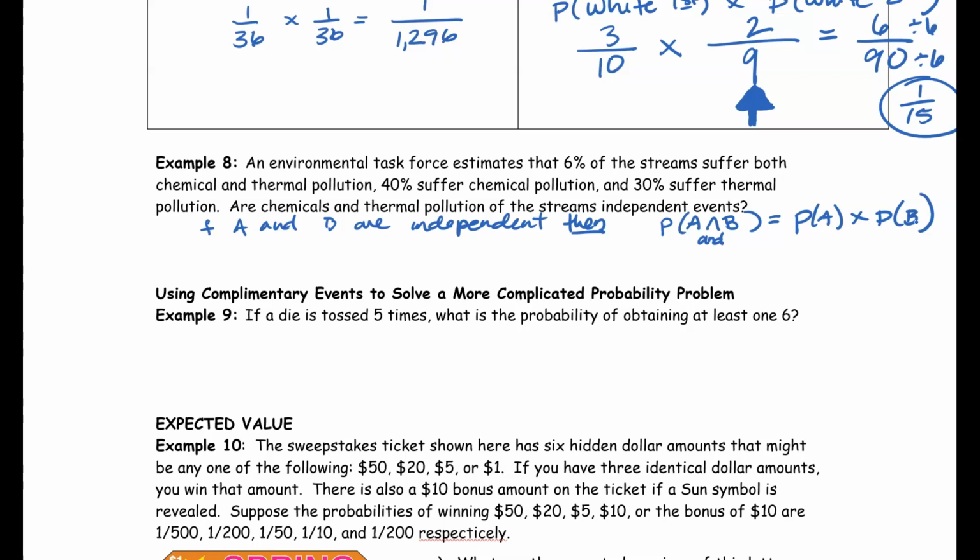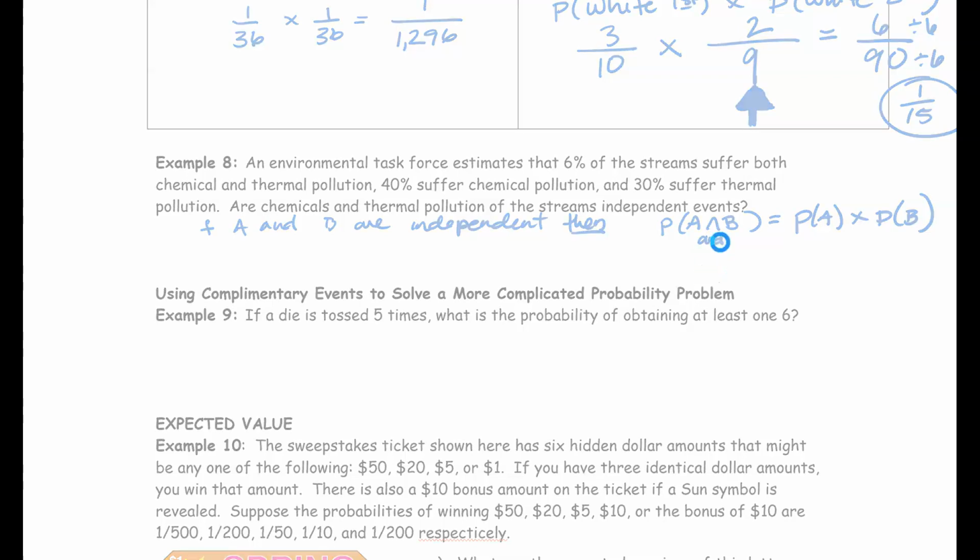So let's go ahead and test this, because this question asks if the chemicals and thermal pollution of streams are independent events. So it says that 6% of the streams suffer both chemical and thermal pollution. So both, that's going to be your A intersect B. So your 6% is going to go right here.